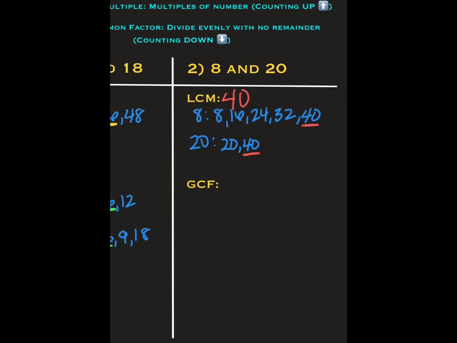Now, same thing. Let's write our 8 and 20. So we're going to be doing our factor pairs again. So we're going to do 1 and 8. We have 2 and we have 4. And then for 20, we have 1, 20, 2, 10, 4, and 5. So again, we're looking for the greatest common factor. So we're looking for the largest number that they have in common. And obviously that is going to be 4.